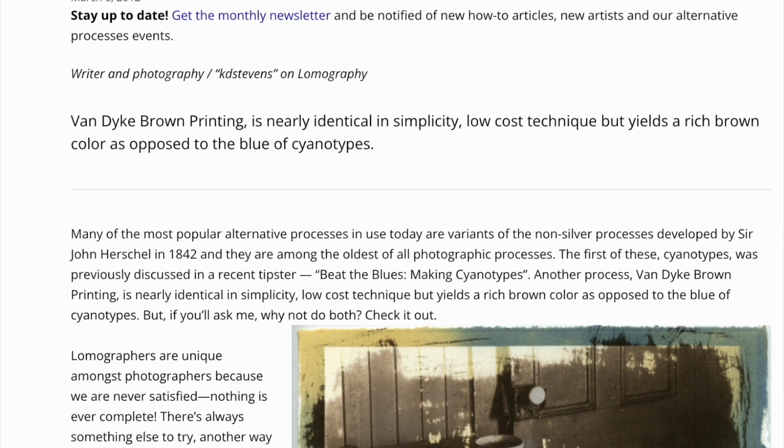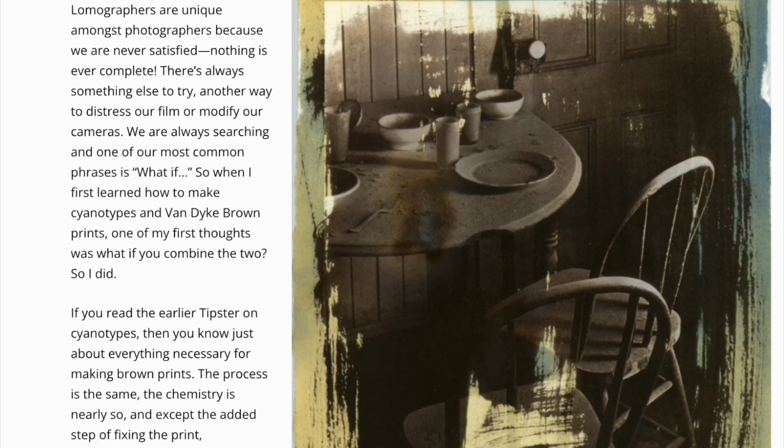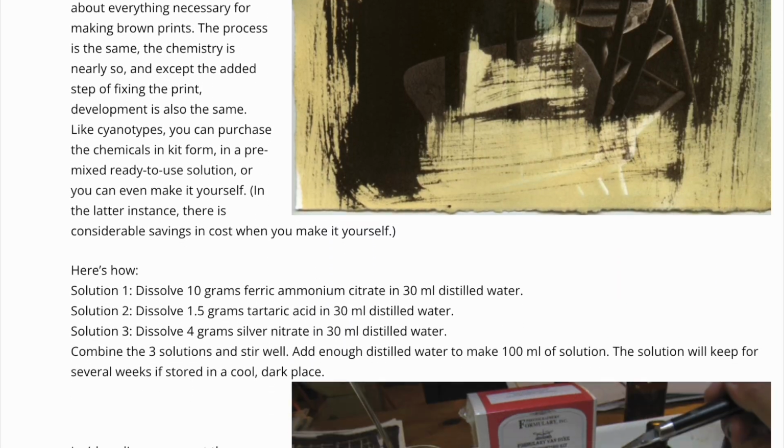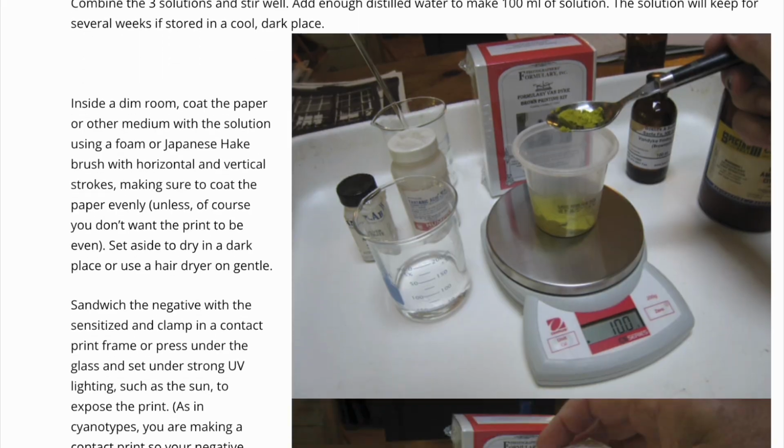So mix these ingredients together to make your sensitizer solution. Apply these ingredients to a sheet of cotton or paper, expose it to light, and then fix it in sodium thiosulfite, aka hypo, to remove any remaining unexposed silver nitrate. The chemistry behind this is relatively simple.